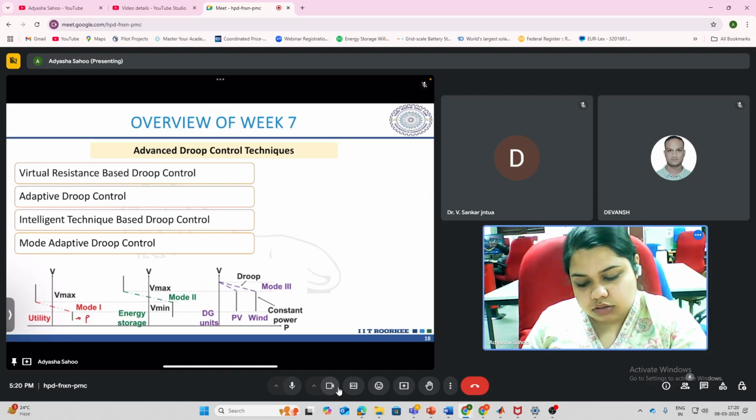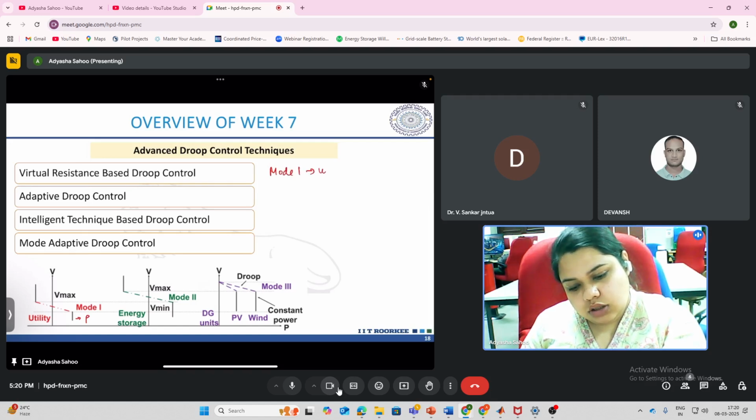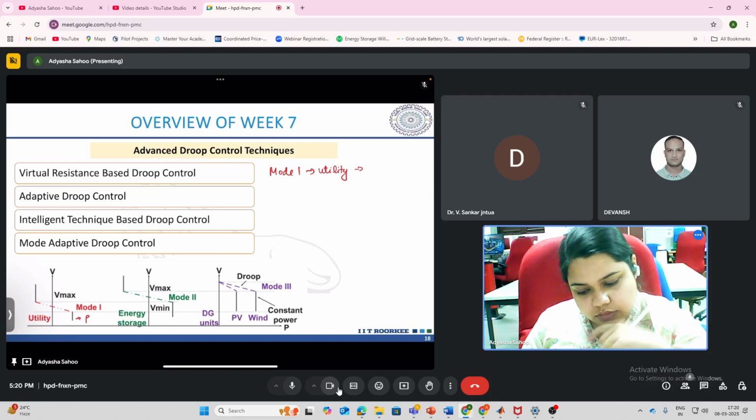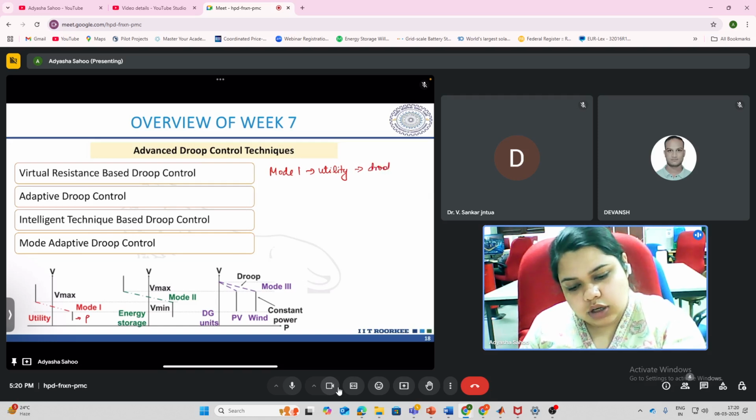In mode one, the utility is in the droop control mode, and others are in the constant power mode. In mode two, the energy storage is in the droop mode, and the others are in constant power mode. In mode three, the DG are in the droop mode.